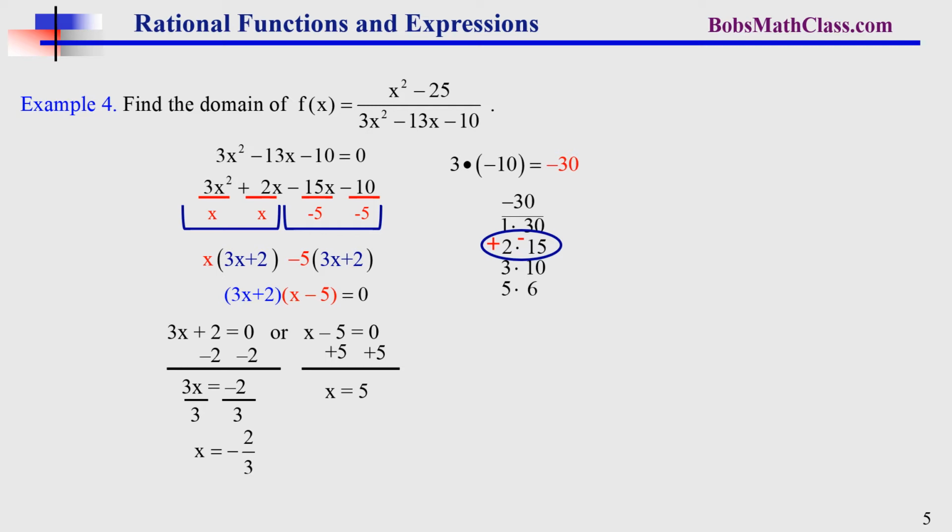So this time we have 2 answers. So you're going to write our answer as all real numbers. x cannot equal negative 2/3 and x cannot equal 5. So that's how you would want to write it. All real numbers, comma, x not equal to negative 2/3, comma, x not equal to 5.